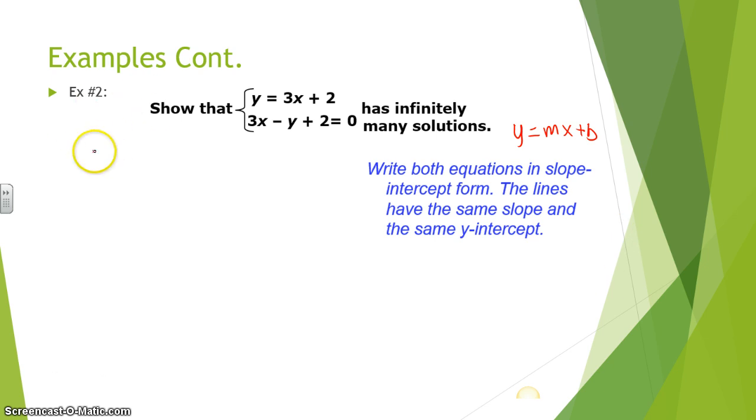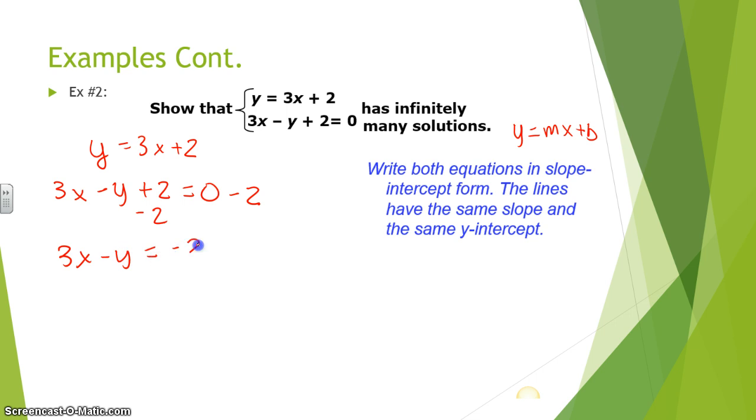So let me rewrite this. The first equation is in slope-intercept form, so we have y equals 3x plus 2. But the second equation is not. We need to put it in that form, y equals mx plus b. So we have 3x minus y plus 2 equals 0. Let's first subtract 2 from each side. So what I have is 3x minus y equals negative 2. I now need to get that 3x over to the right, so I'm going to subtract 3x from both sides. So what I have is negative y equals negative 3x minus 2.